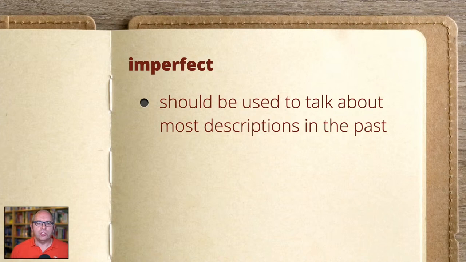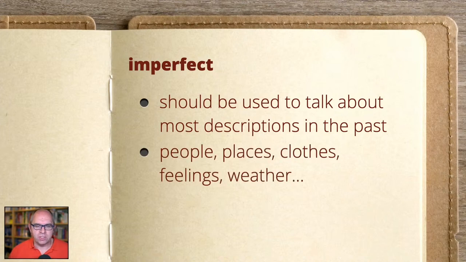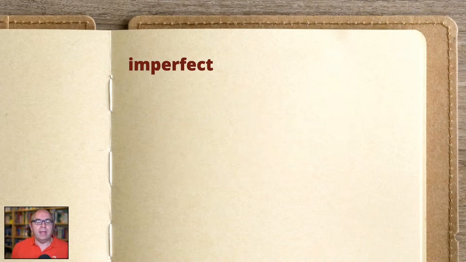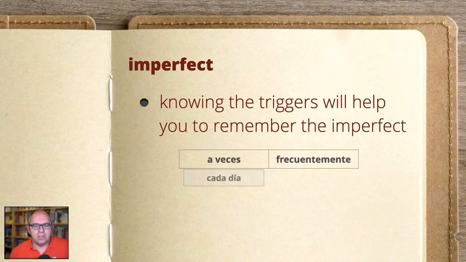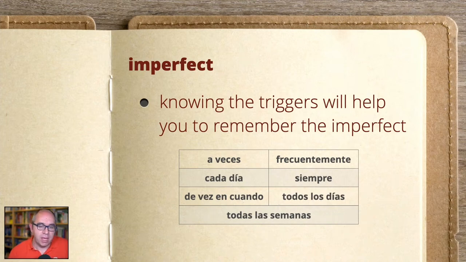The imperfect should be used to talk about most descriptions in the past. Things like people, if you're describing people or places or clothes that someone was wearing or feelings or the weather, these are all areas where you would use the imperfect. And one of the key things is that when you know the triggers for the imperfect, that will help you to remember to use that particular tense. And here are some of the triggers here. We've got a veces, sometimes, frecuentemente, frequently, cada día, every day, siempre, always, de vez en cuando, from time to time, todos los días, every day, todas las semanas, every week.